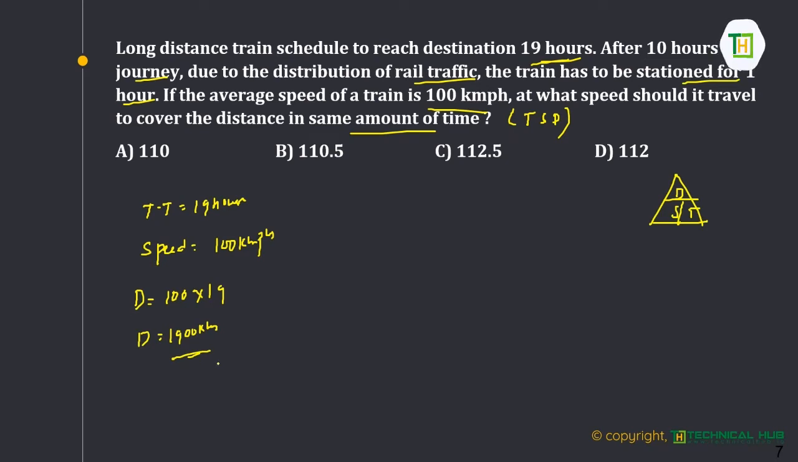So next, what happened? After 10 hours, what is the distance covered in 10 hours? Speed is equal to 100 and time is equal to 10 hours. That is equal to how much? 1000 kilometers. So the distance covered in 10 hours is equal to 1000 kilometers. But the train has stopped for 1 hour. So after 11 hours also, the train covered only 1000 kilometers because the train stopped for 1 hour.